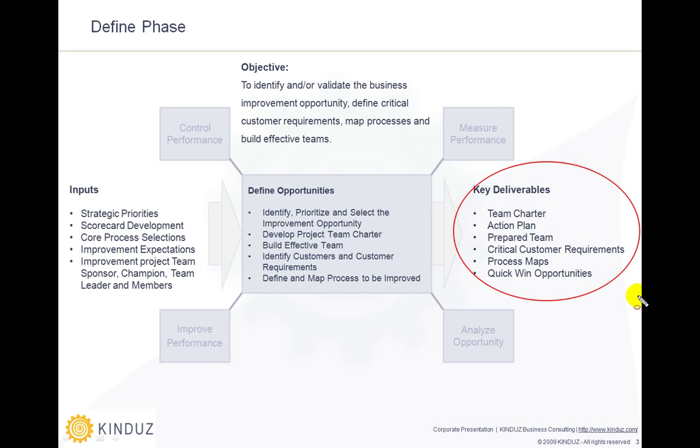The expected outputs are an action plan to define the problem statement, to define the process that is involved, and at least a high level overview plan about how you'll take this initiative forward. You have your prepared team. You identify your customer requirements that are the most critical for your business, create process maps, and identify some quick win opportunities that will have the most benefit to your business.